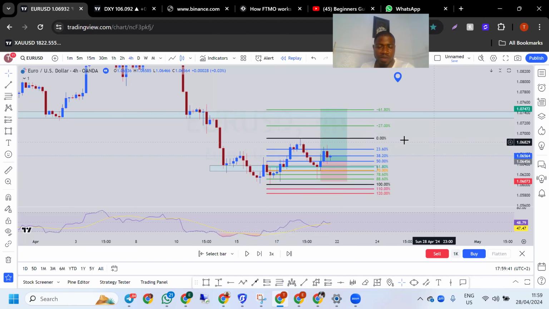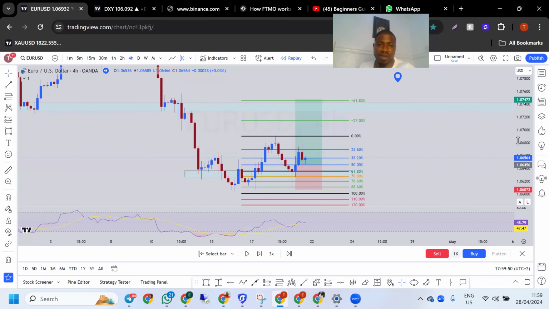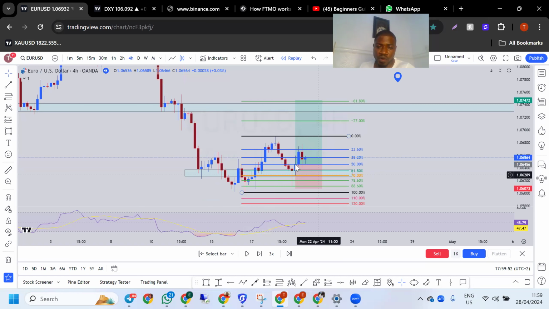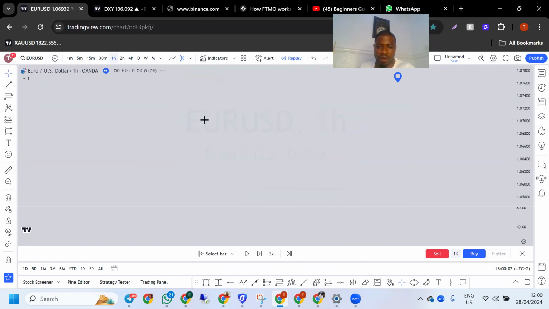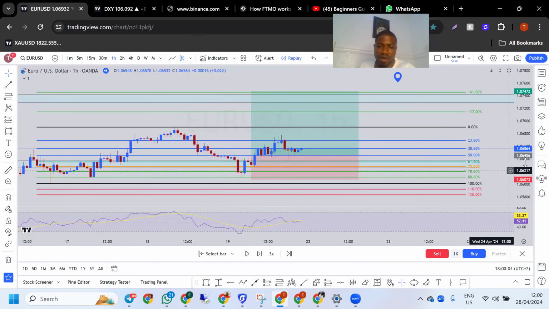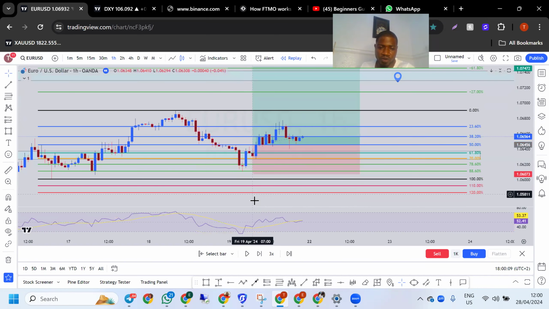Okay, so this is the trade, and I entered the first trade here on Friday. I closed it because I don't like holding my trade over the weekend. I just saw this trade. You can see this is a beautiful setup. Then on Monday, this trade was just too beautiful. Look at this one hour.